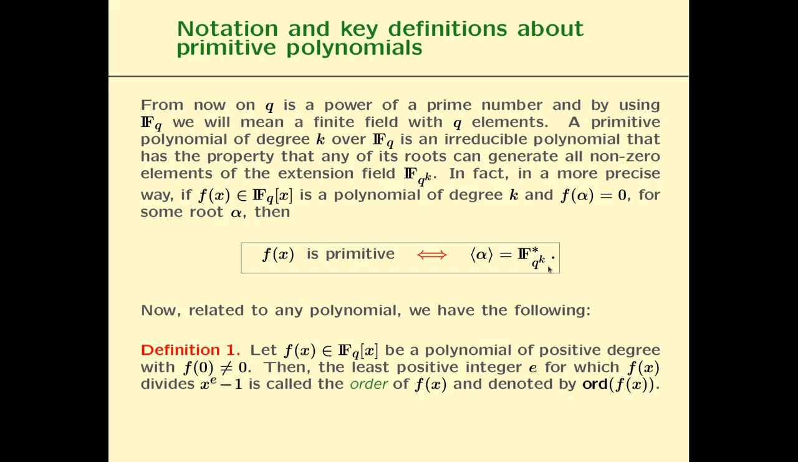Now, related to any polynomial, we have the following definition. Definition 1. Let f(x) be a polynomial of positive degree with f(0) different from 0. Then the least positive integer e for which f(x) divides x^e minus 1 is called the order of f(x) and denoted by order of f.